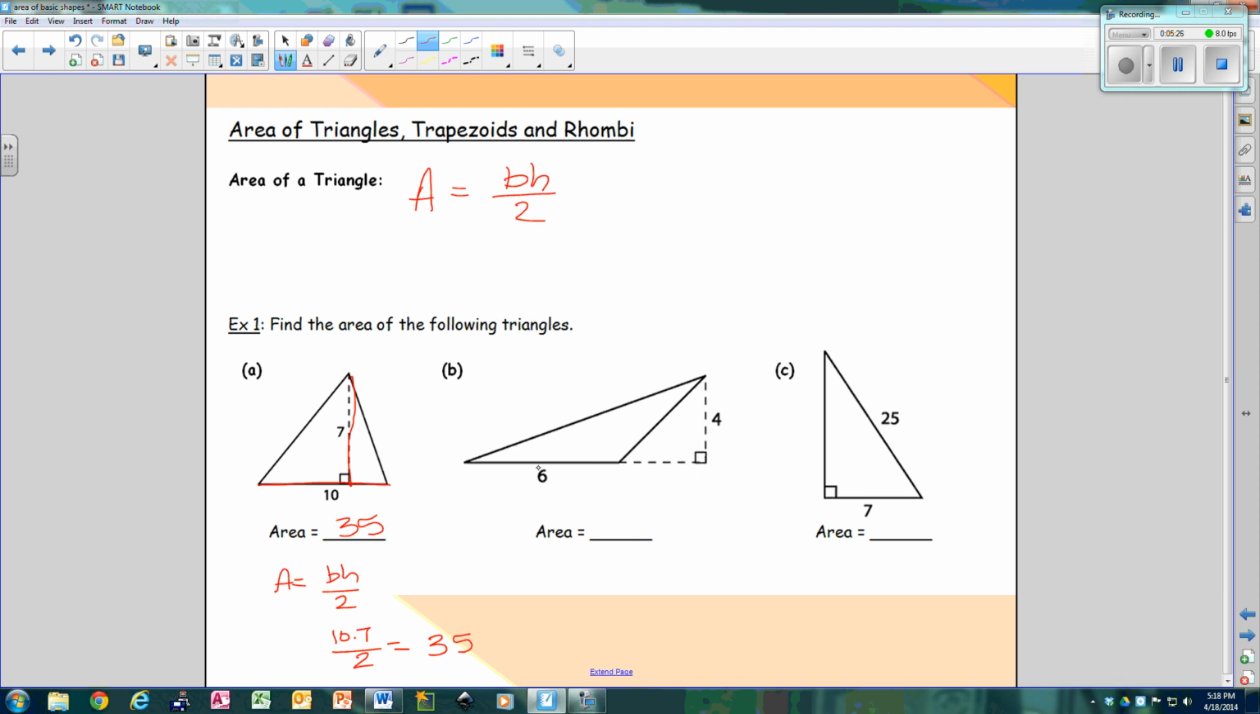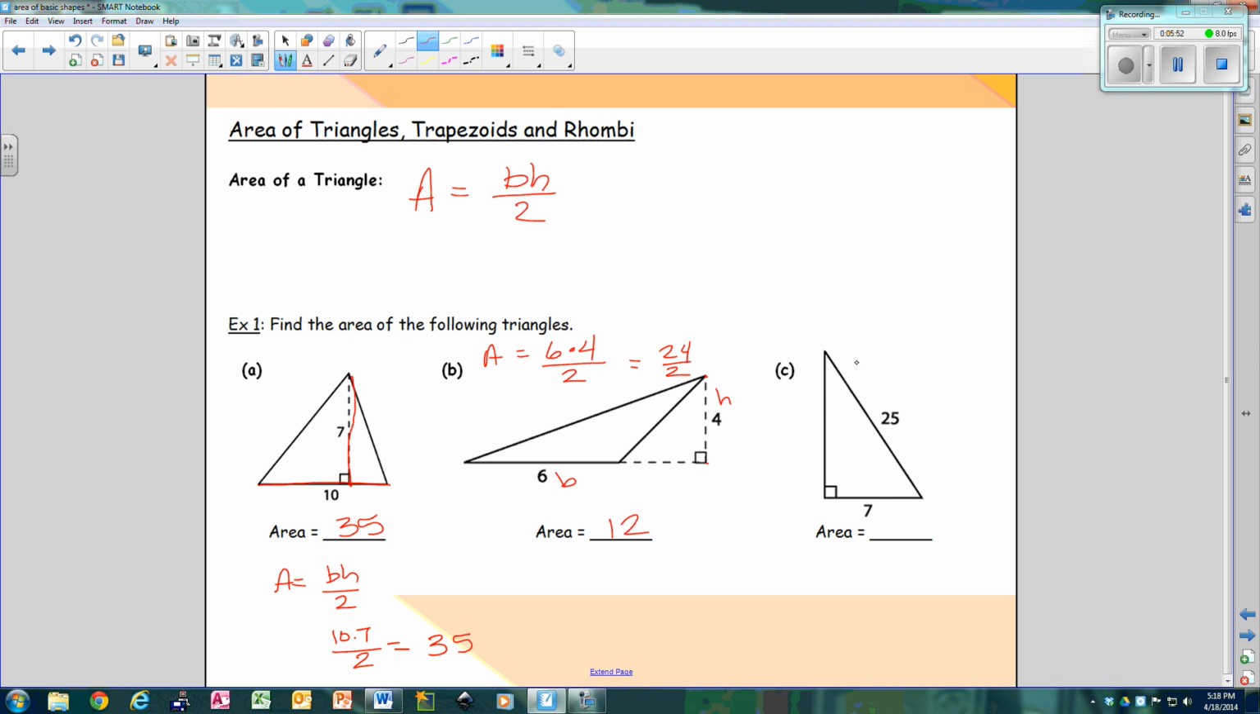In this one, in an obtuse triangle, your height is actually outside. So you go to that outside corner and you drop a dotted line straight down that's equal with the base. So here my base is 6, my height is 4. The area is base times height divided by 2. So this would be 24 divided by 2. So my area is 12.